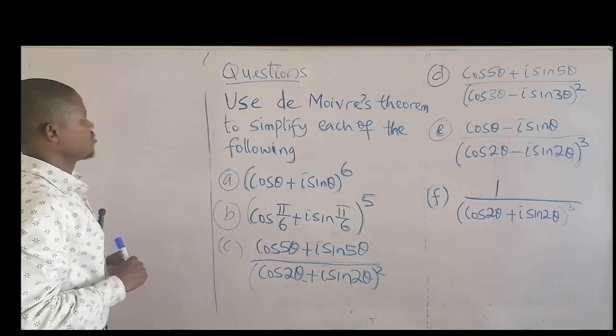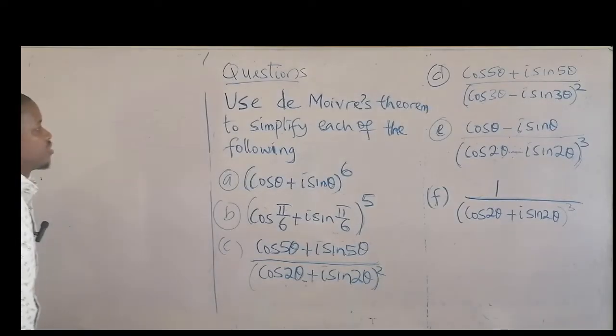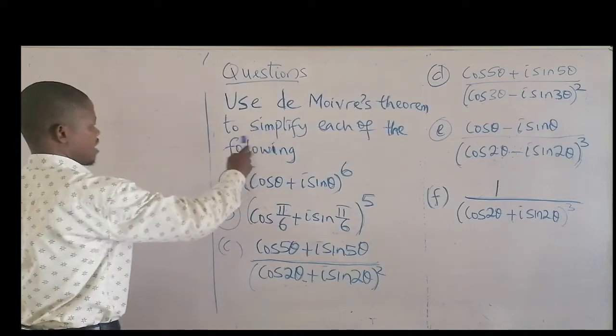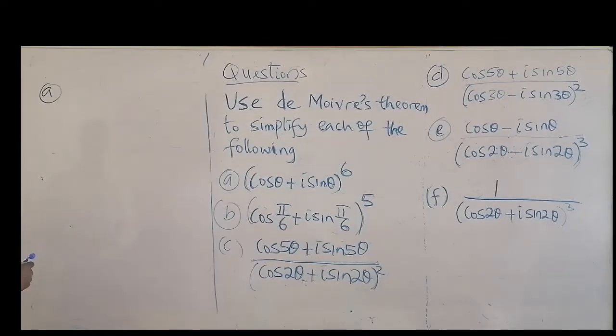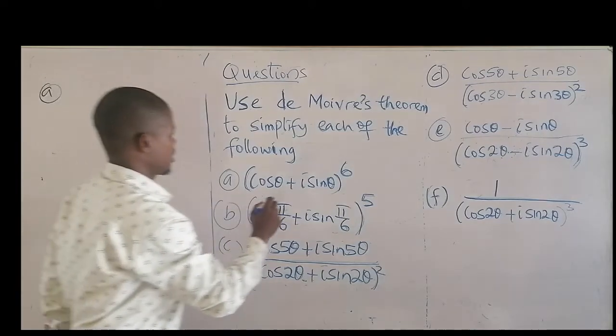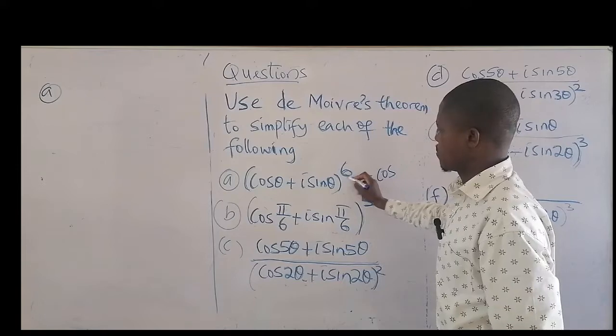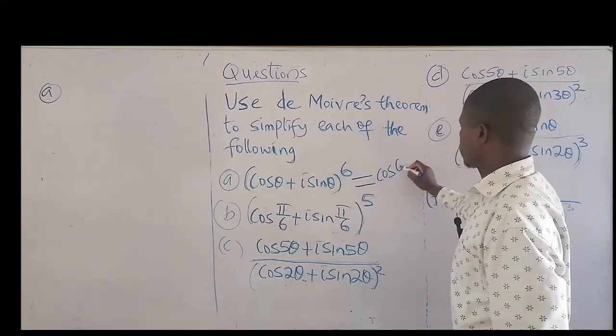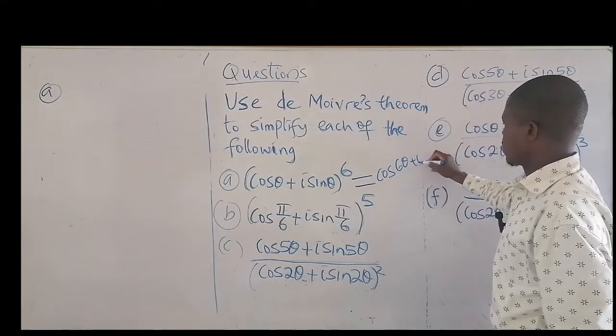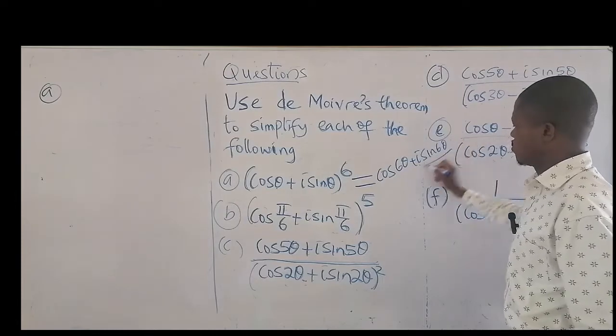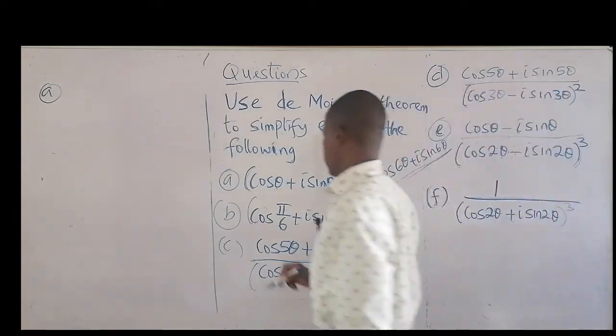We have the following questions. Use the De Moivre theorem to simplify each of the following. According to the De Moivre theorem, the first one will be equal to cos, the power here times the angle, that will be cos 6 theta, plus i sine 6 theta. That's according to the De Moivre theorem.